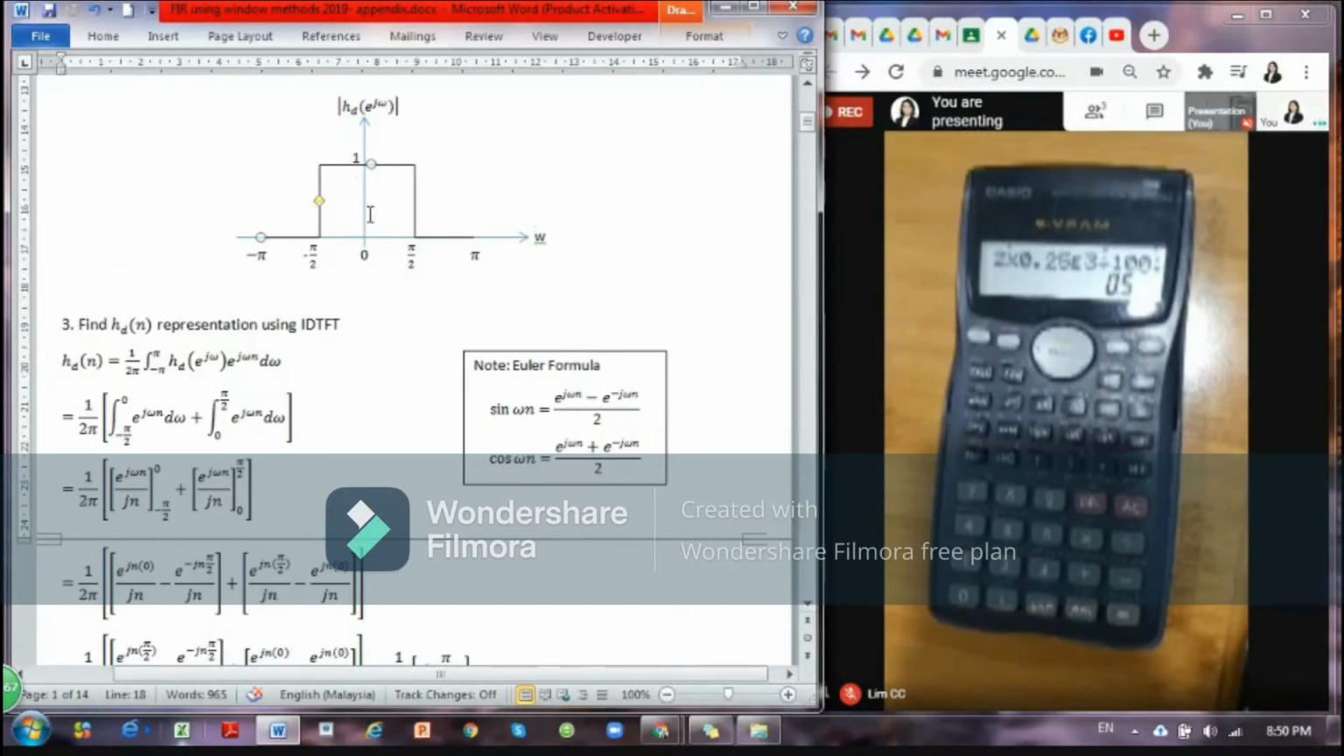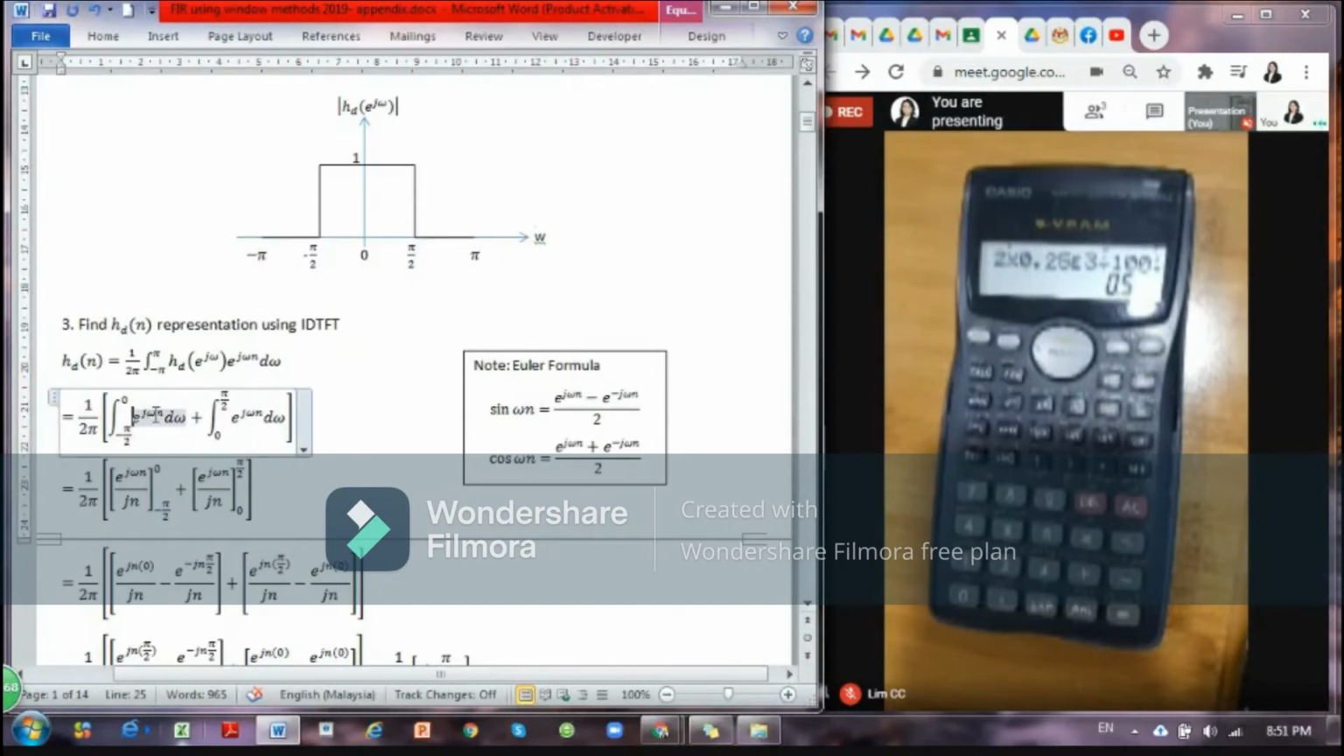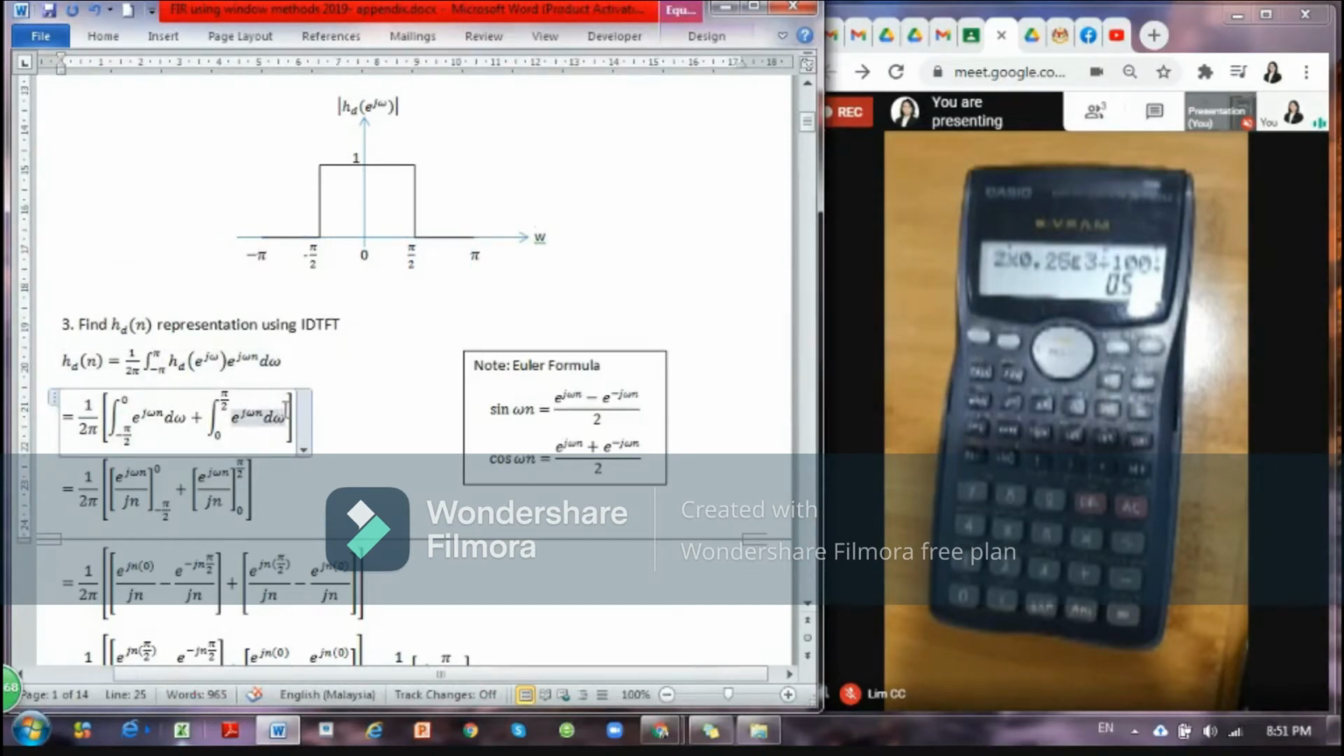So we just consider the area of this one. 1 divided by 2 pi, integrate from negative pi divided by 2 until 0, exponential j omega n d omega. Then we plus the area under the graph here: integrate 0 until pi divided by 2, exponential j omega n d omega. We know that the value here is 1, so we substitute 1 inside. 1 multiplied by anything, we get back exponential j omega n.